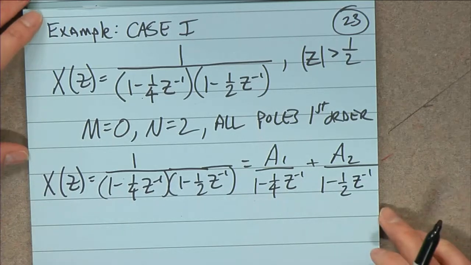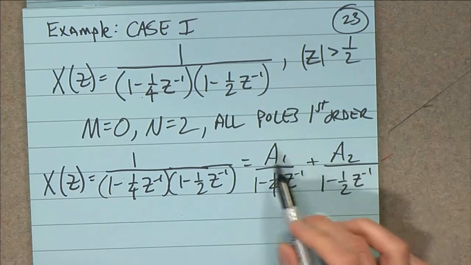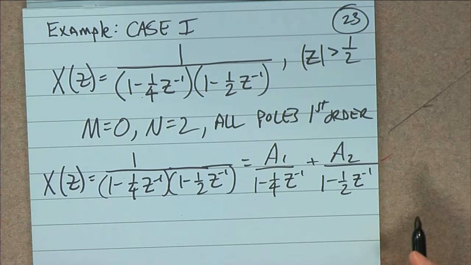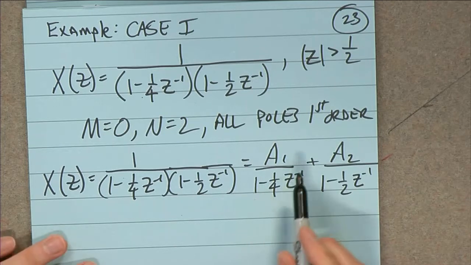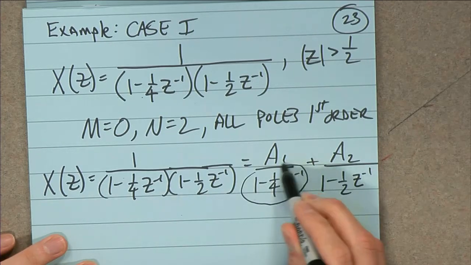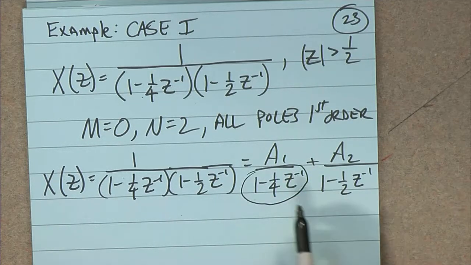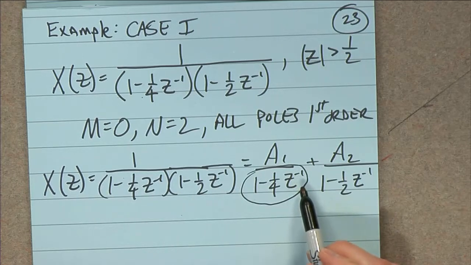There's how we have the problem set up. We just want to figure out the a1 and a2. So the first thing to do is choose one of these pole expressions to go first. If we multiply both sides of this equation by 1 minus 1/4 z inverse, what's going to happen?